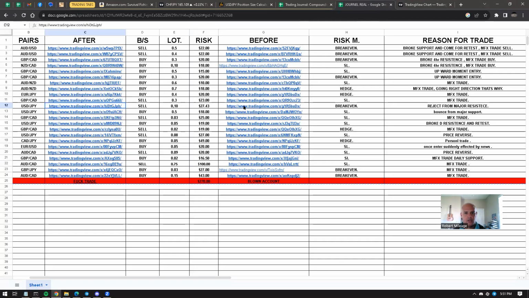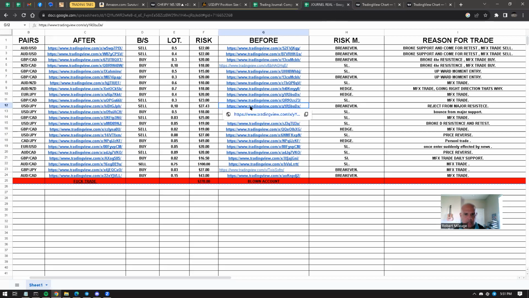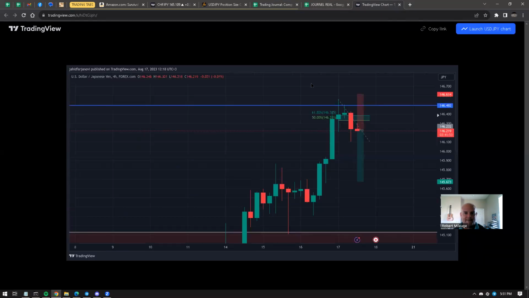That's the after. Your before, I would really switch those around just because it flows before, after. Euro JPY. Okay, so that's not the right screenshot for that. But if we look at the after anyway, you had a reject from a major level. I'm assuming this is a major level on USD JPY. You had a rejection from there.